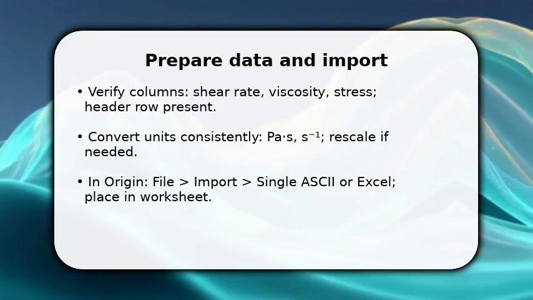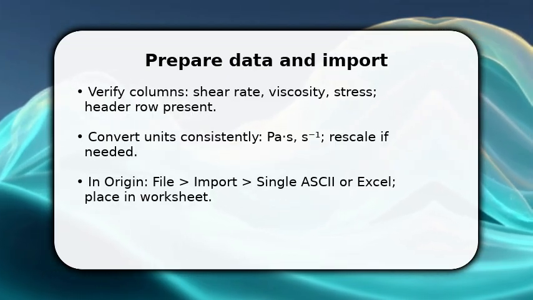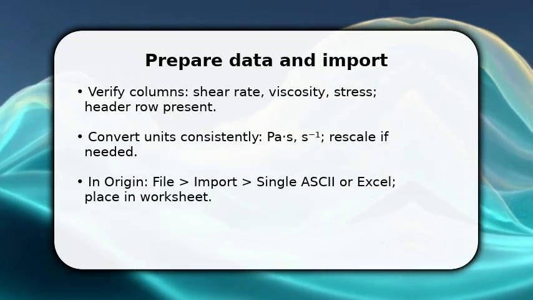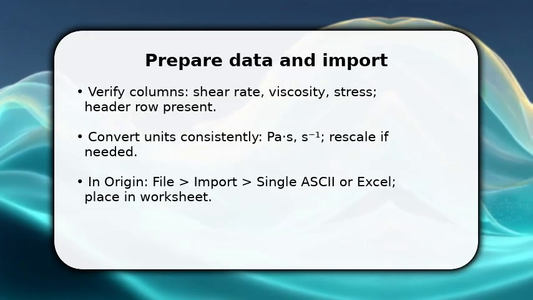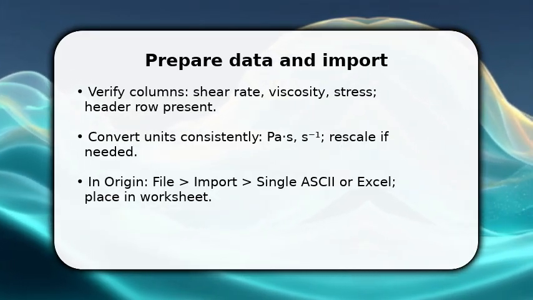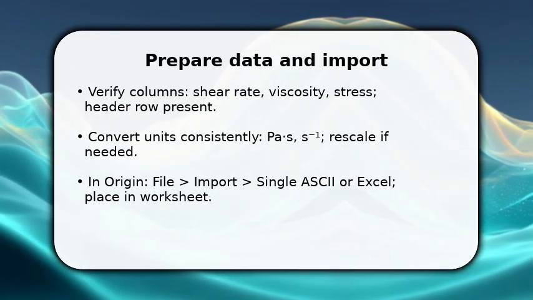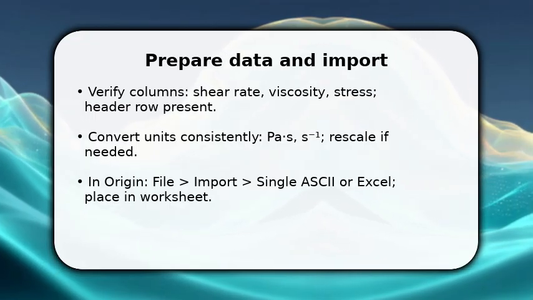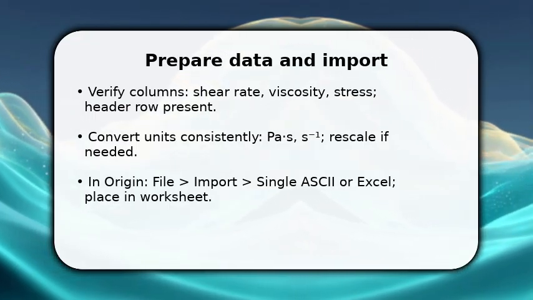Now open Origin and import the file to a worksheet using single ASCII or Excel import. Make sure headers map to columns. You should see clean numeric columns; if not, clean non-numeric characters. This immediate, standardized setup prevents errors downstream.